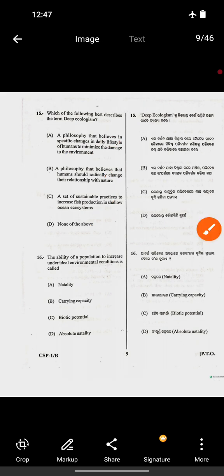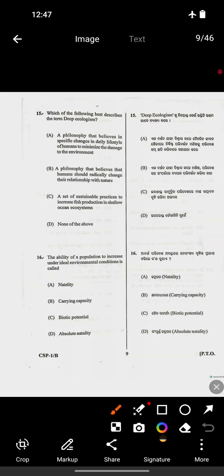Coming to question number 16, the ability of population to increase under ideal environmental conditions is called. This is your biotic potential. Biotic potential is the right answer.